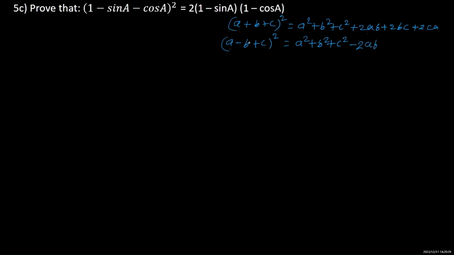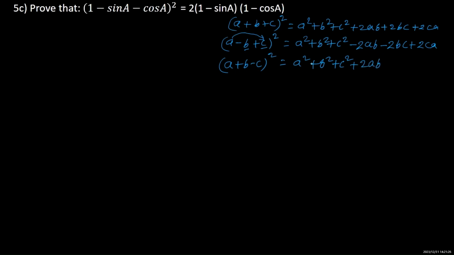Then the term with bc. b is negative, c is positive. Minus into plus becomes again minus. It will be minus 2bc. And finally we have to write the term with ca. Here a is positive, c is also positive. Plus into plus, plus 2ca. And if c is negative, a plus b minus c, then our formula will be a square plus b square plus c square, all positive. Then we write the term with ab, where a is positive, b is also positive. Plus into plus, plus 2ab.